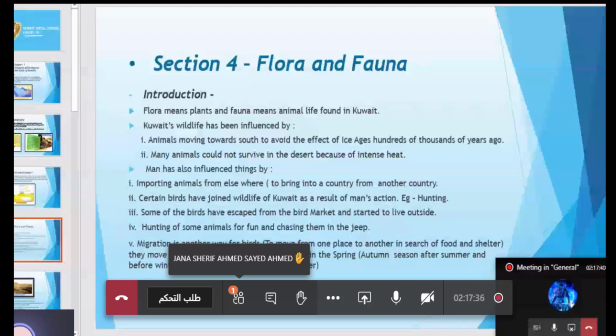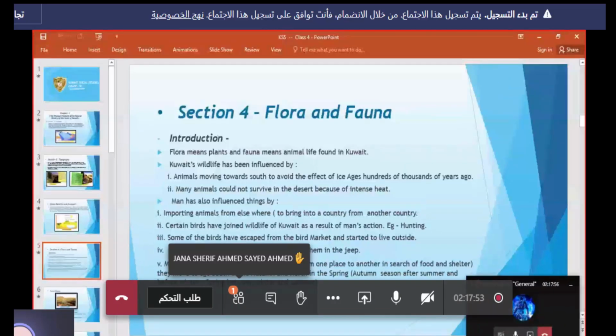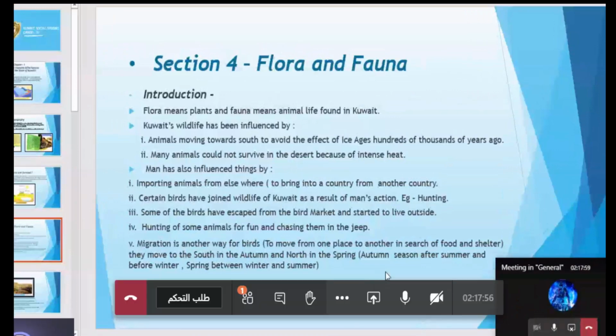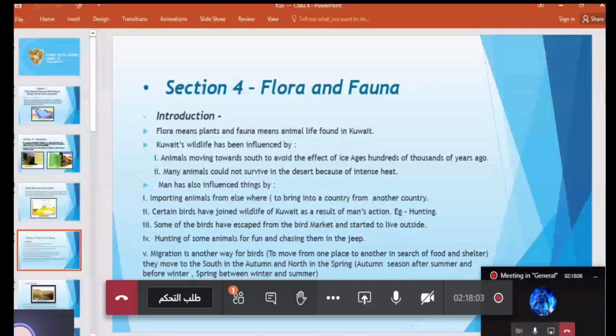And the last is migration. Now, migration means what, children? Migration means to move from one place to another place in search of food, water and shelter. Now they are moving to the south in the autumn and north in the spring. Autumn means, I told you yesterday, that is a season between summer and before winter. And spring means between winter and summer.